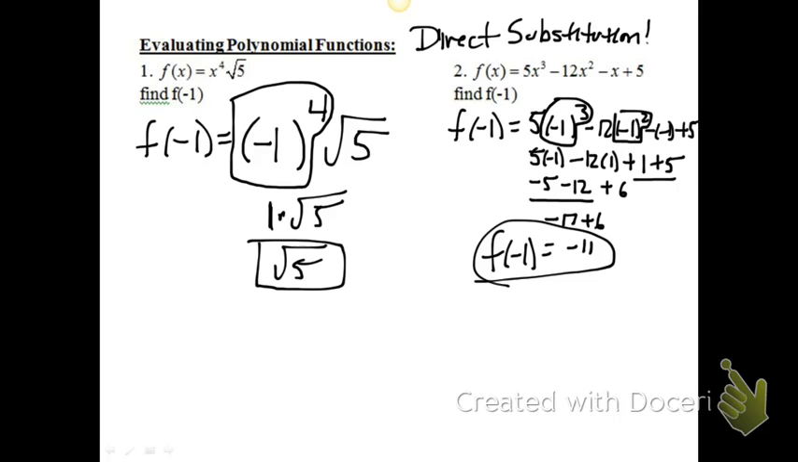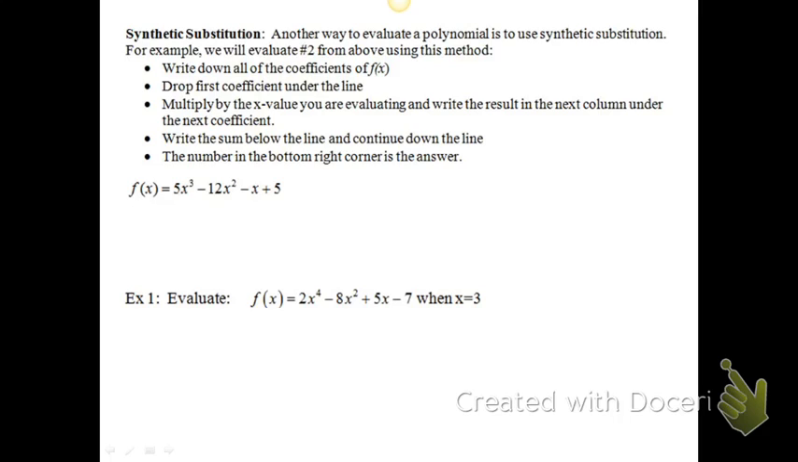That's direct substitution. I'm going to show you a fun, fast way of doing the same thing in a completely new style. Something called synthetic substitution. This is pretty cool. I wrote down the steps here, and we're going to apply them to the example we just did. So I think the example we just did was this one. We're going to do f of negative 1.